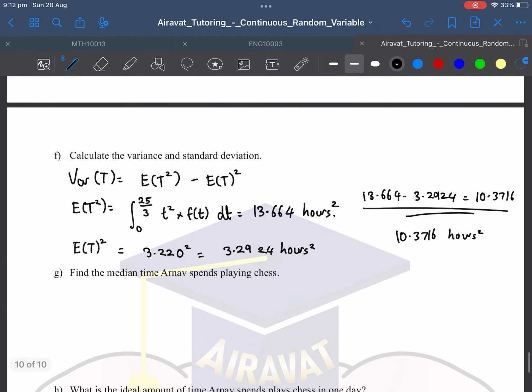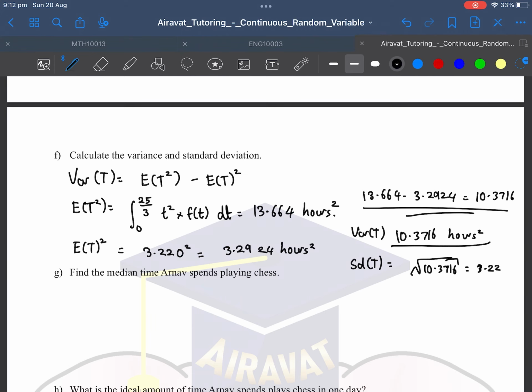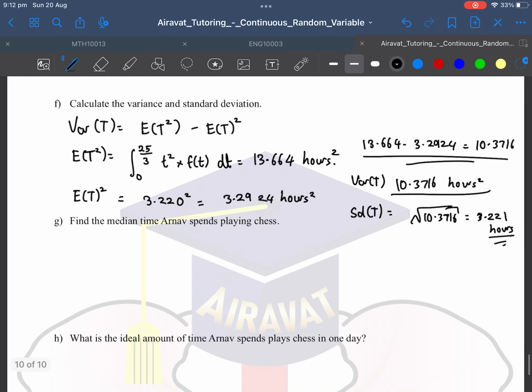Now calculate the standard deviation as well. So this is just going to be our variance. Standard deviation is going to be the square root of the variance, 10.3716, so let's square root that, and you will get 3.221 hours. Okay, so that's how we do this.